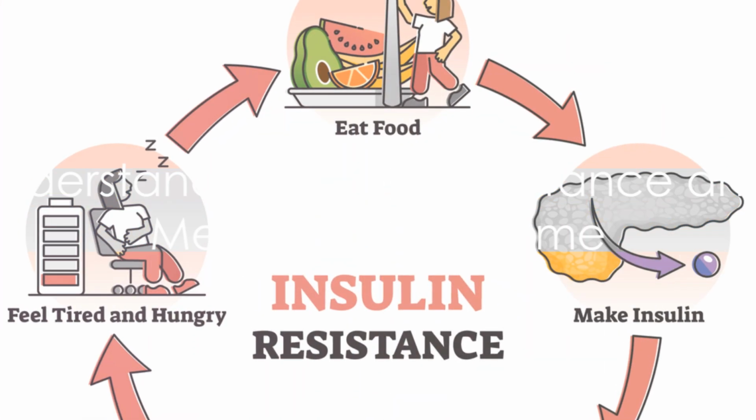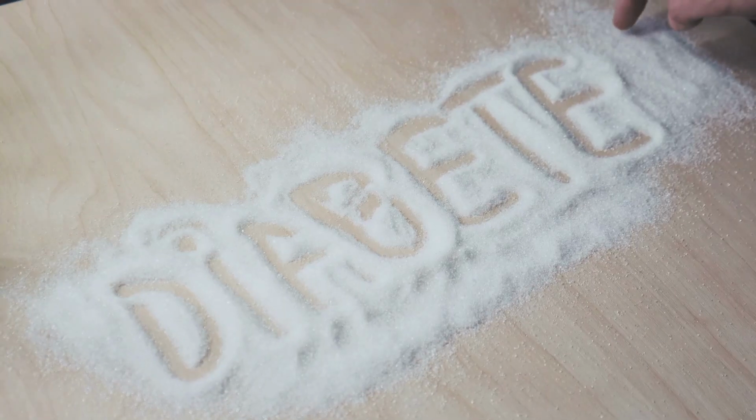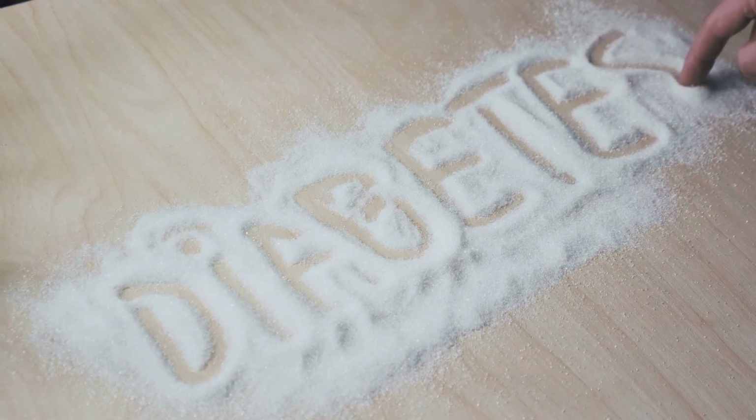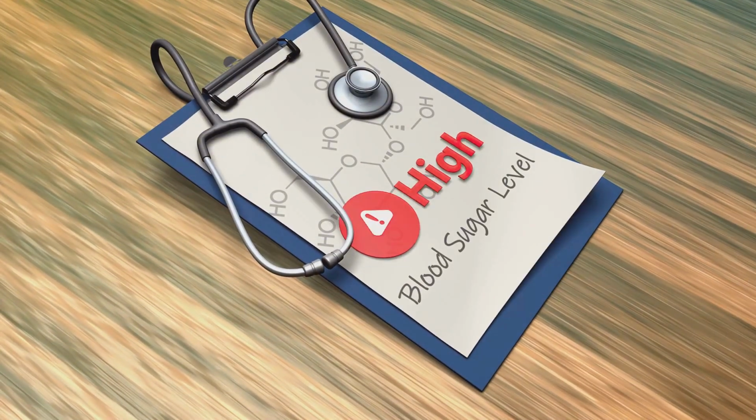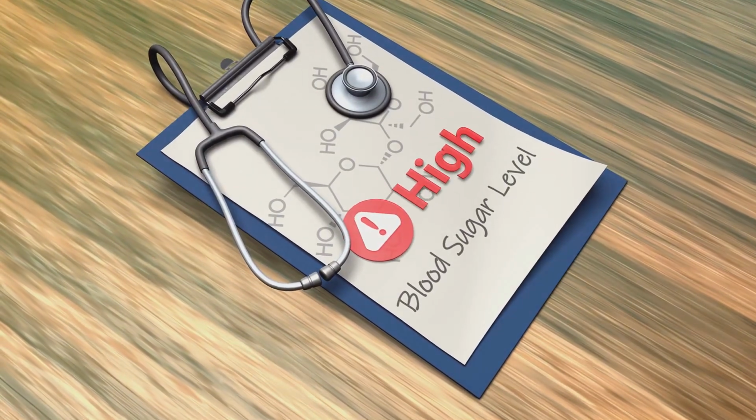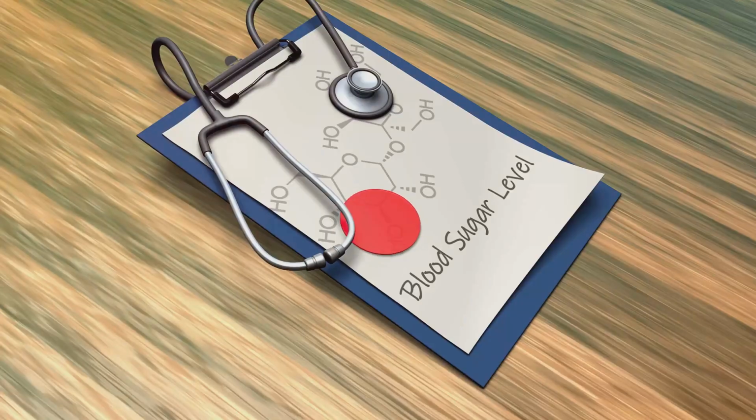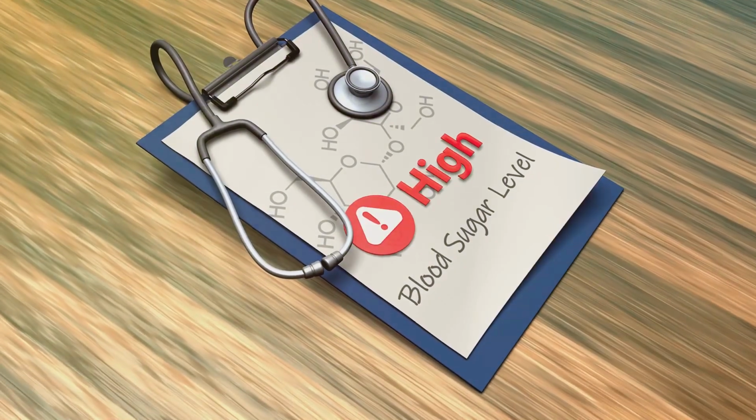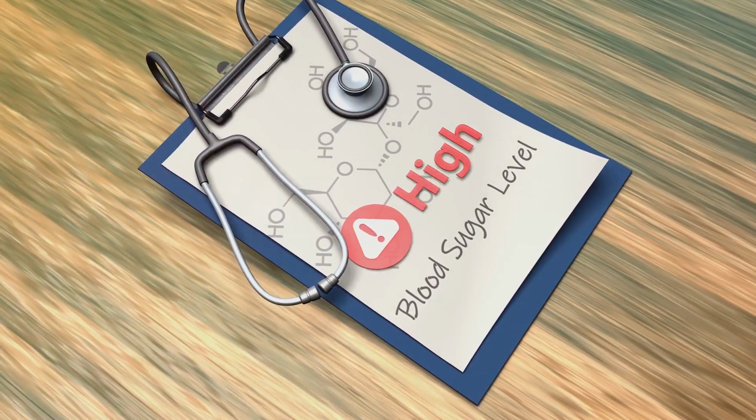Let's start with the basics. What are insulin resistance and metabolic syndrome? Insulin resistance is a condition in which the body's cells become less responsive to the hormone insulin. This hormone, produced by the pancreas, is crucial for regulating blood sugar levels. When cells become resistant to insulin, the pancreas works overtime, producing more insulin in an attempt to keep blood sugar levels stable. Over time, this can lead to higher levels of insulin in the blood, a condition known as hyperinsulinemia.